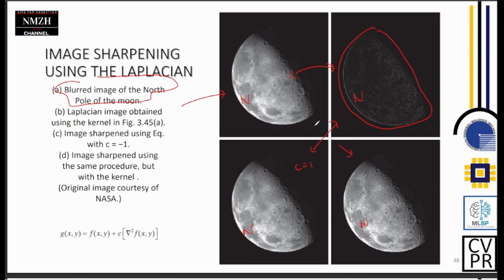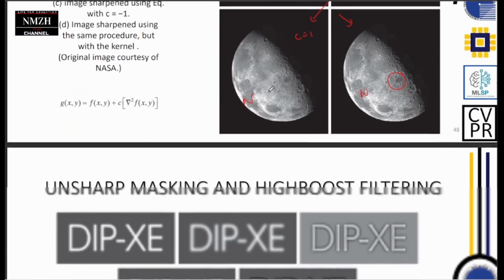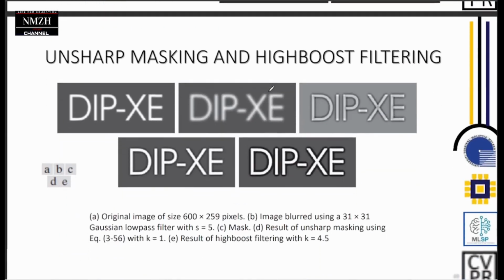Okay, so this one and this one, I think this one is much better compared to this area. That would be the benefit of using image sharpening when we need to have the high intensity transition, right? Okay, speaking about the unsharp masking and high-boost filtering, this would be the one.